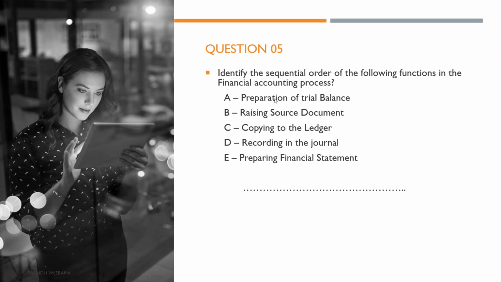What is the first? Preparation of the trial balance, raising the source document, copying to the ledger, journals, and preparing the financial statement. First thing is you need to raise the source document, right? The respective source document. If it's a credit sales invoice, likewise, you have to raise the source document. And after that, D, which is recording them in the journal. After recording them in the journal, you need to copy to the ledger. Then that is C. Then after copying into the ledger, you need to prepare the trial balance, that is A. At last, you need to prepare the financial statement.